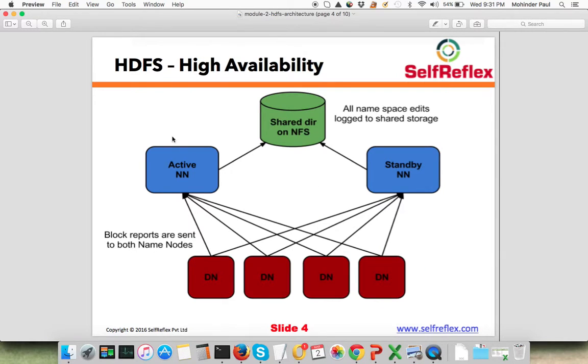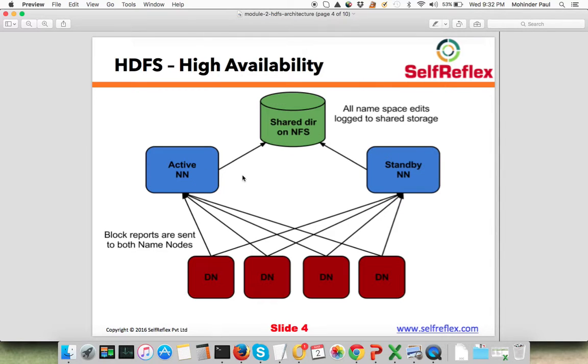In Hadoop 2.0, they have introduced a feature called high availability, in which you have two name nodes working at the same time. One is called active name node, the other is called standby name node. All the data nodes talk to both the name nodes at the same time. They send all the block reports to both the name nodes, right? And your active name node will keep writing all the edits that are happening in the system to the shared storage.